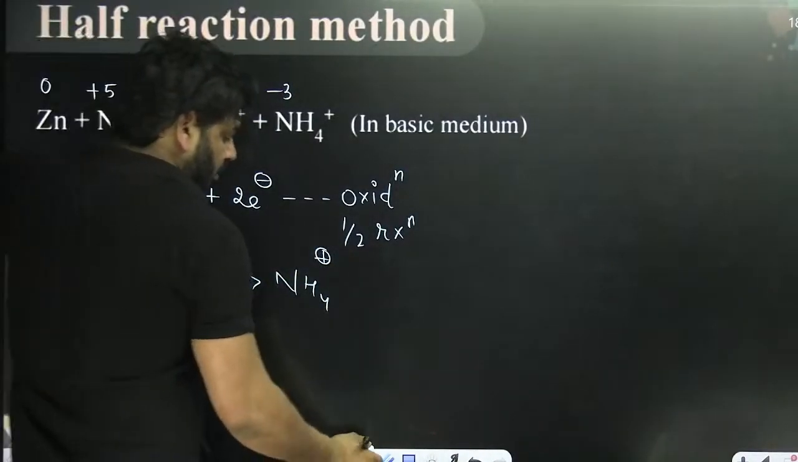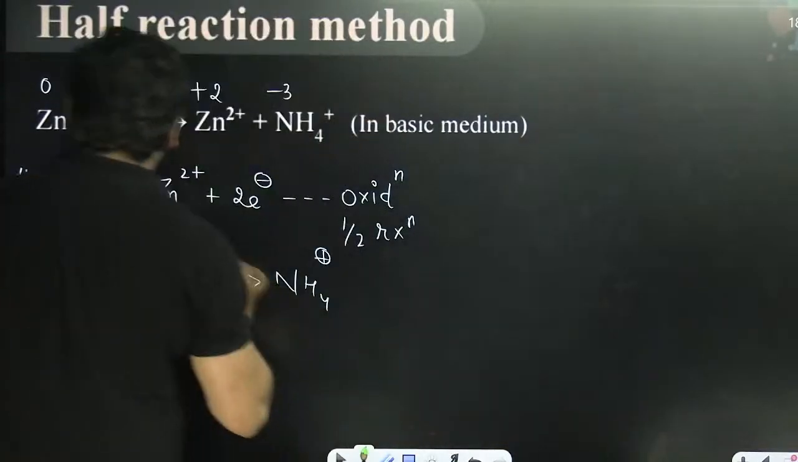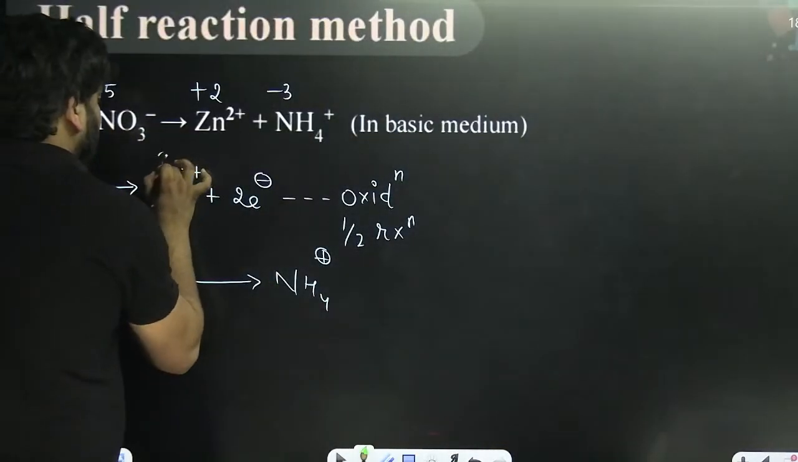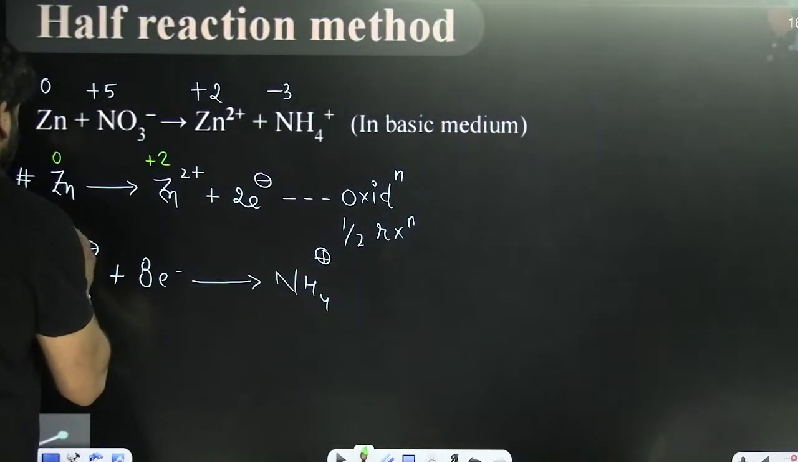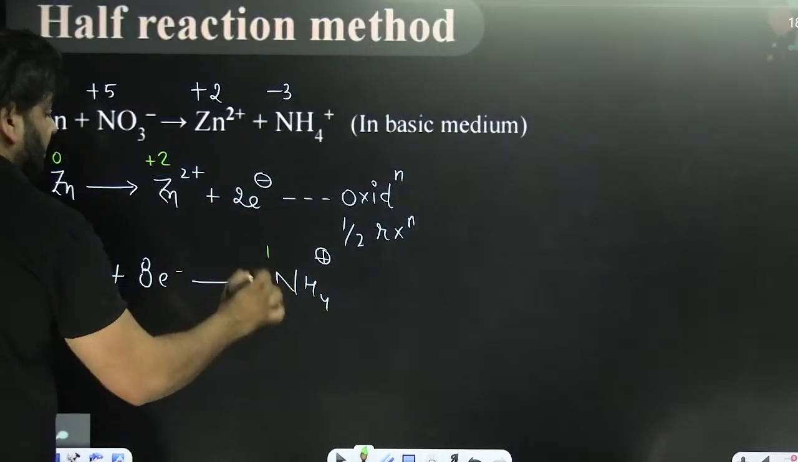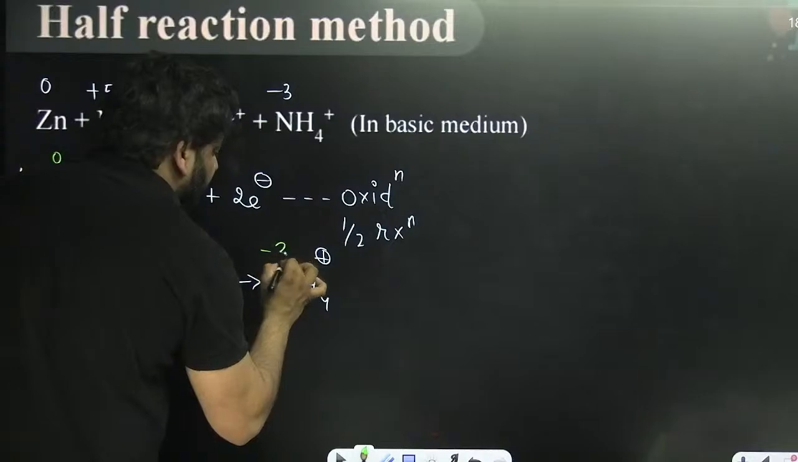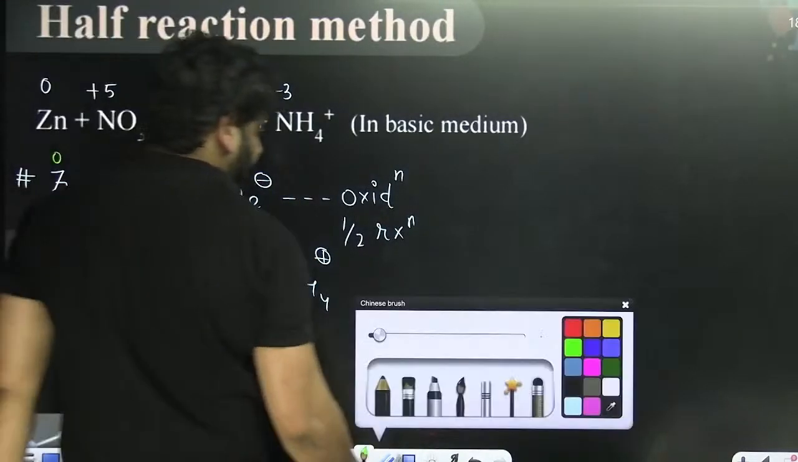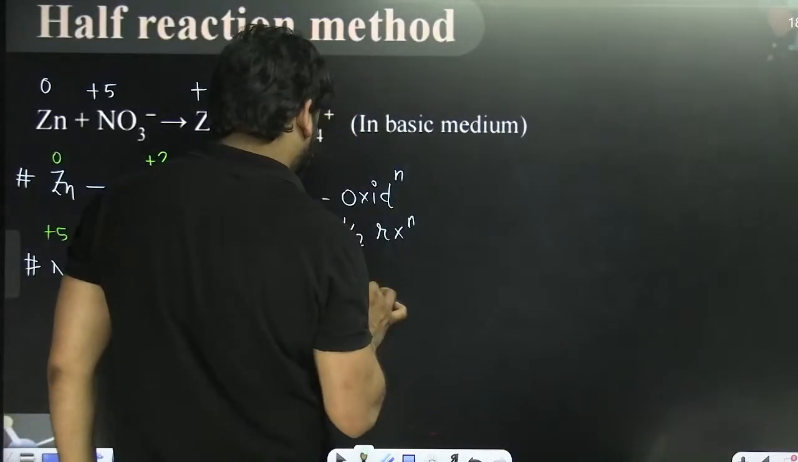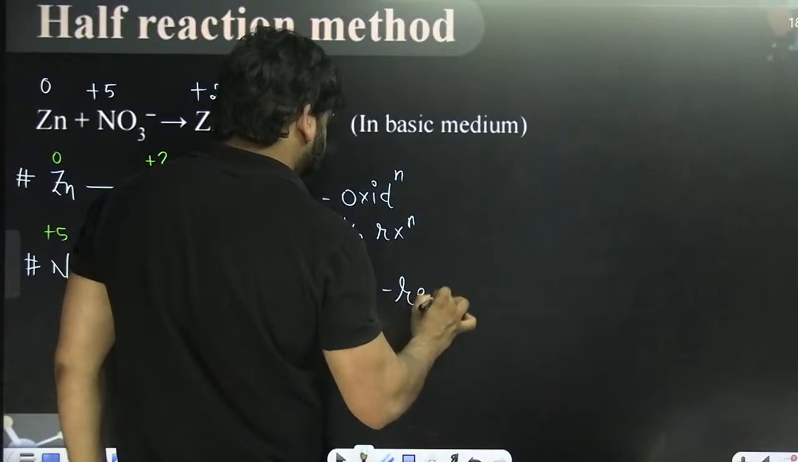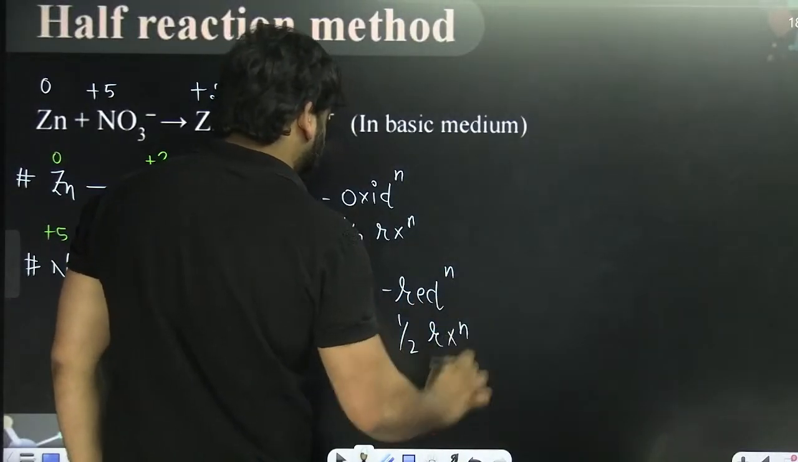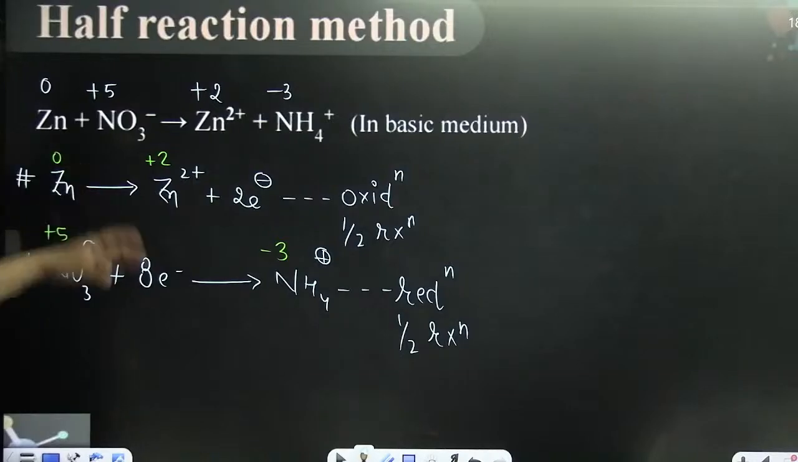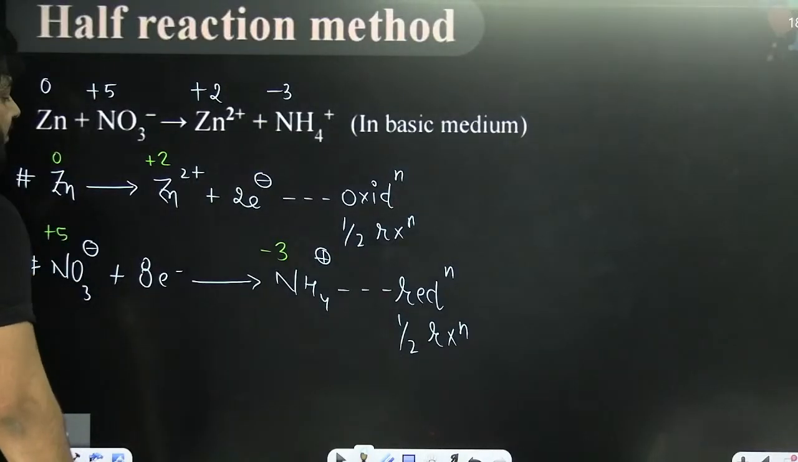If you are confused, just use this data: 0 is going to +2 by losing 2 electrons, and from +5 something has to go to -3, then 8 electrons need to be accepted. This has become what? Reduction half reaction.